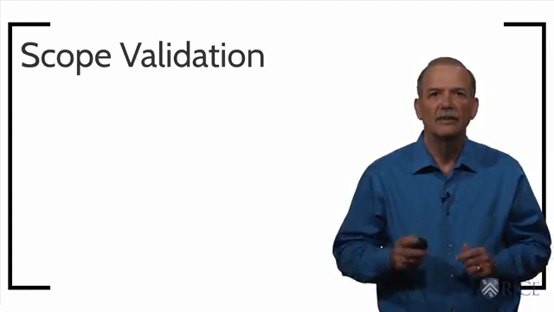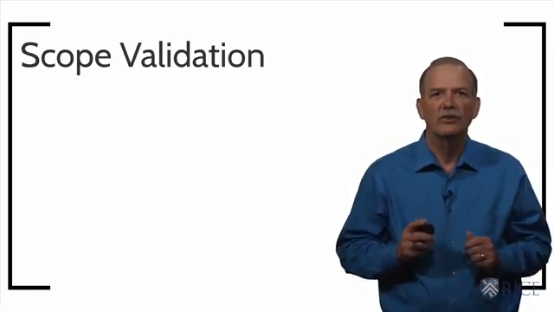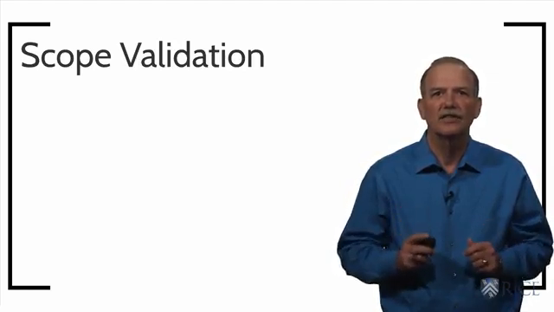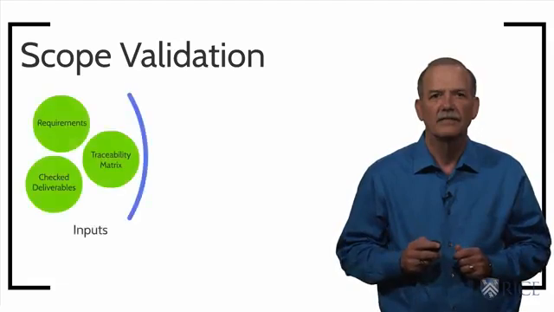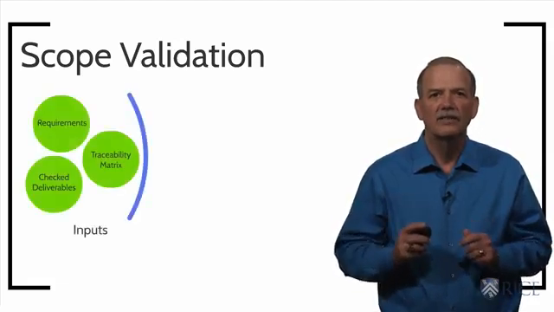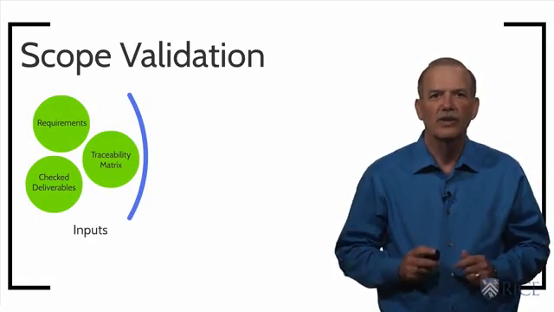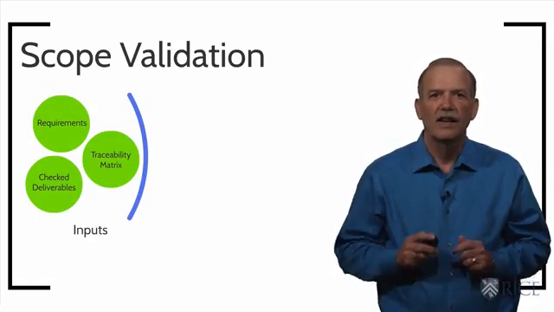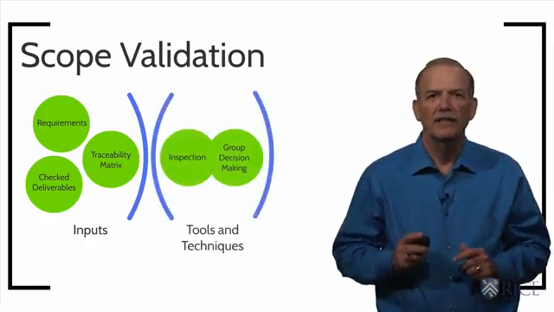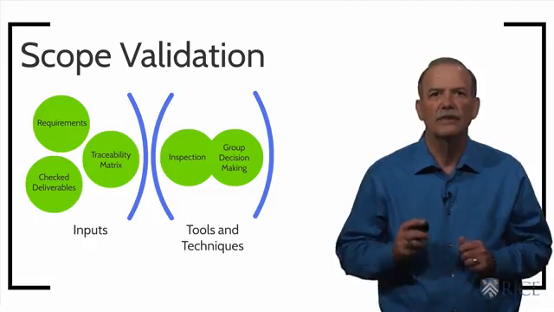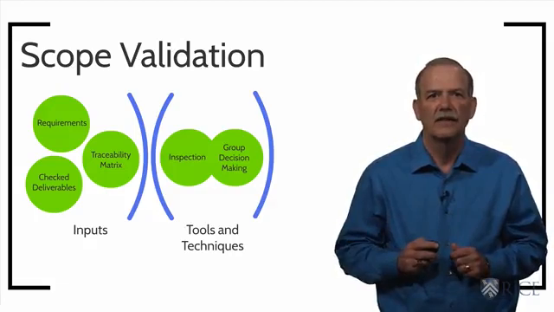Scope validation comes after these internal checks have been completed. This process addresses acceptance by the ultimate customer, either the project sponsor or the client. The inputs to the process are checked deliverables, the requirements captured in the project scope statement, and the requirements traceability matrix. The process itself involves review and testing of deliverables by the customer to determine whether they meet their needs.